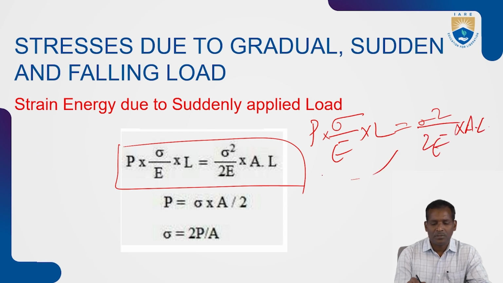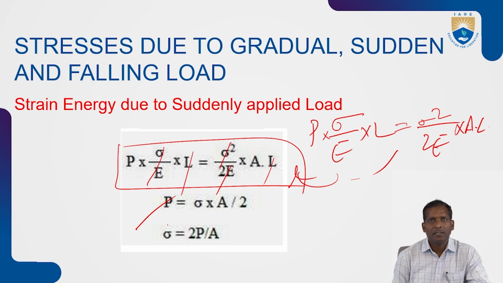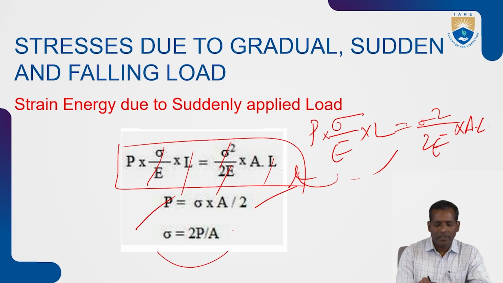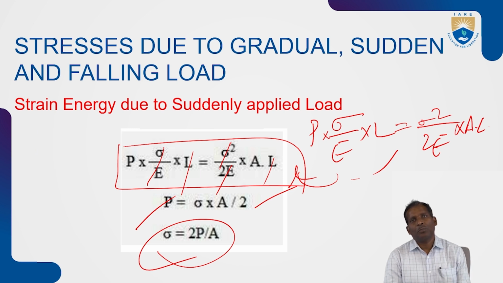Already you know this equation. Now calculate the P value. Sigma by sigma gets cancelled here and L and L get cancelled, so you will get sigma A by 2. Now you can write the stress is equal to 2P by A.